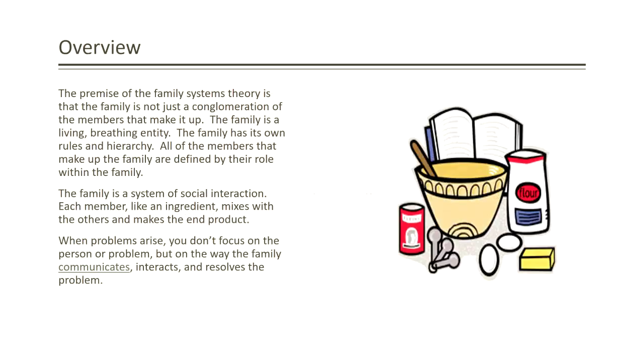The premise of the family systems theory is that the family is not just a conglomeration of the members that make it up. The family is a living, breathing entity. The family has its own rules and hierarchy. All of the members that make up the family are defined by their role within that family. So the family is a system of social interaction. Each member, like an ingredient, mixes with the others and makes the end product.